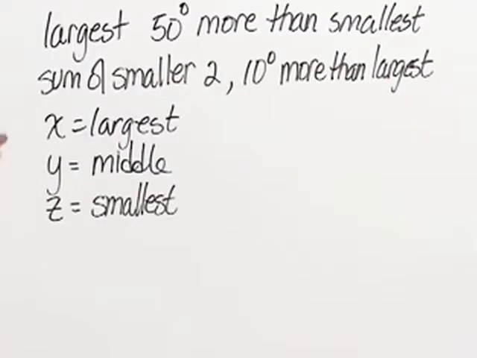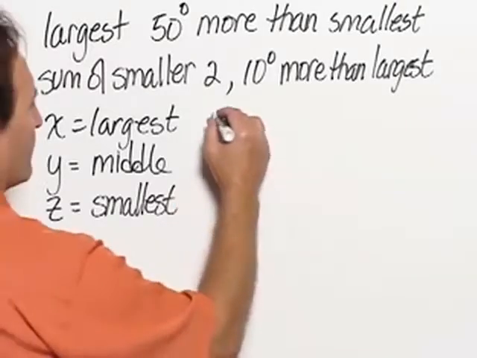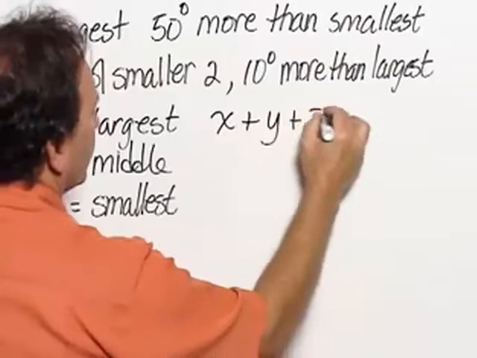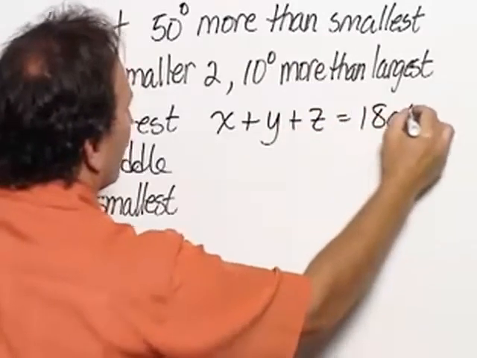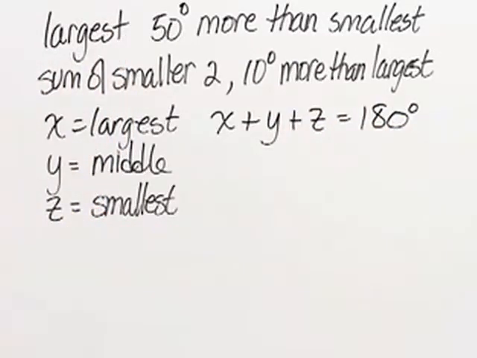So on the board, I've written the important information. I've also said let's let x equal the largest, y equal the middle, and z equal the smallest angle. What we need to remember is, first, that the three angles of a triangle add up to 180 degrees. And therefore, we can write our first equation, x plus y plus z equals 180 degrees.